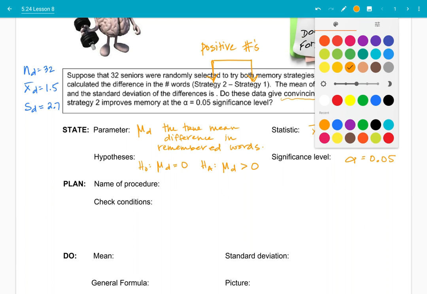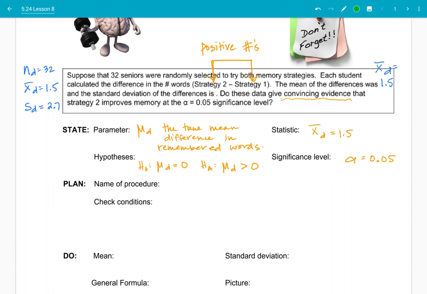Plan it out. Name of procedure. We have a single sample t-test for paired data. Be sure you're not just writing a single sample t-test. Make sure you know it's paired, for differences, with something there to indicate that it's not just a regular one sample t. Okay, checking our conditions.